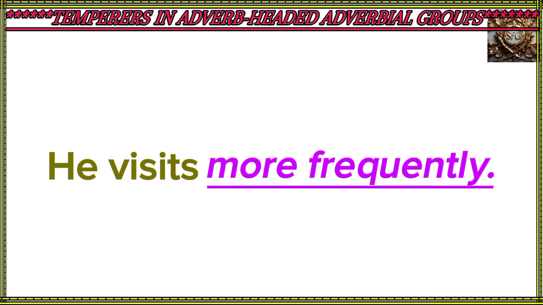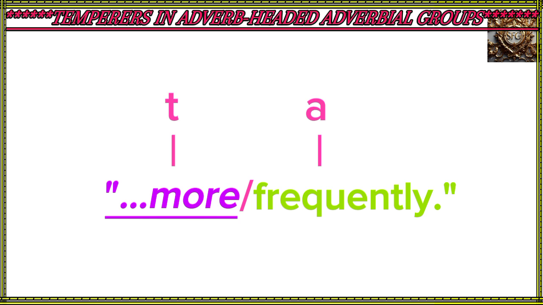He visits more frequently. More frequently in this sentence is an adverb-headed adverbial group. In this group, more is a comparative marker, functioning as a temporar to the apex, frequently. It is essential to note that the initial modifiers of comparative elements functioning as temporars can indeed be further intensified by other modifiers. This layering adds emphasis and specificity to the comparison.